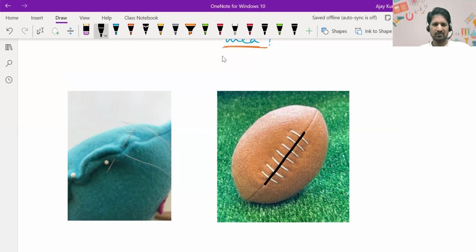Hey, try to guess something at least. What do you think will happen if we cut those stitches? No, the cotton will come. Okay. You can even consider a pencil pouch.